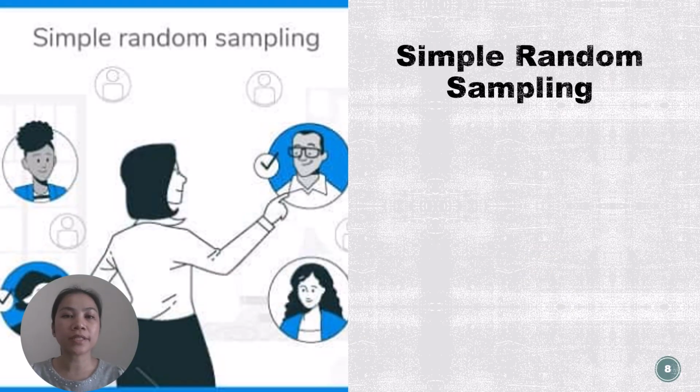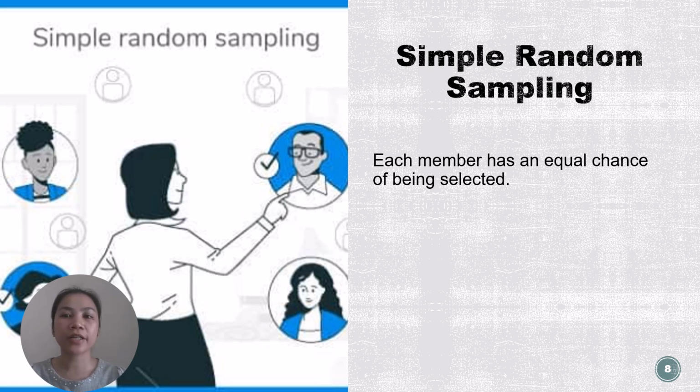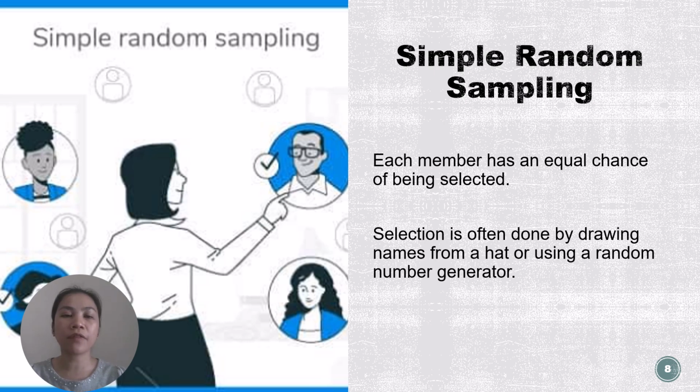In simple random sampling, each member of the population has an equal opportunity to be selected. Selection is often done by drawing names from a hat or fishbowl method, or using a random number generator. For example, in a hospital with 500 employees, if the HR team decides on conducting surveys, they can pick names out of a bowl. In this case, each of the 500 employees had an equal opportunity of being selected.